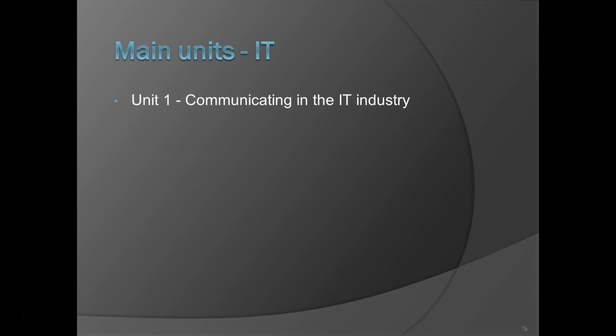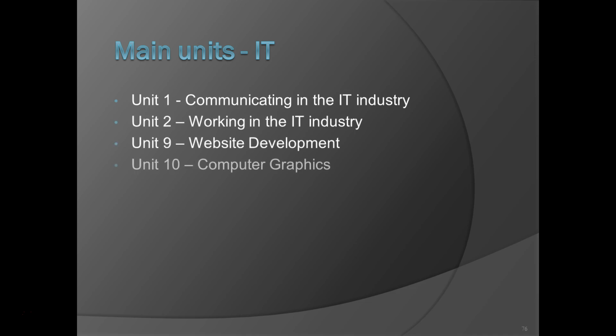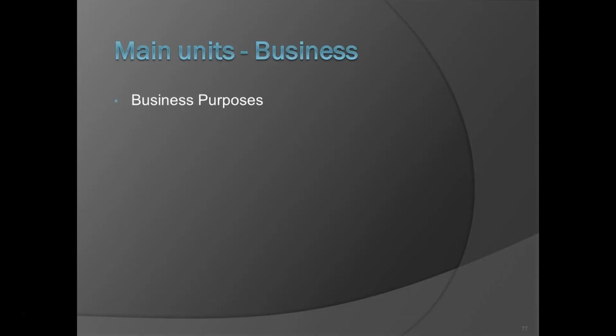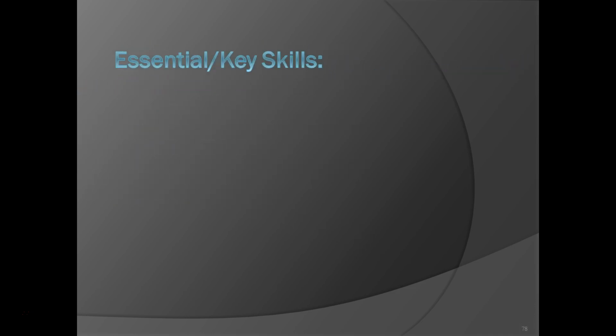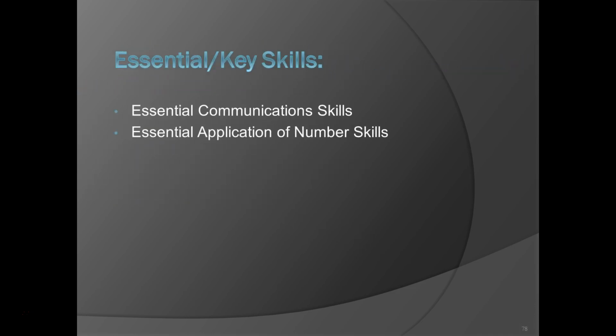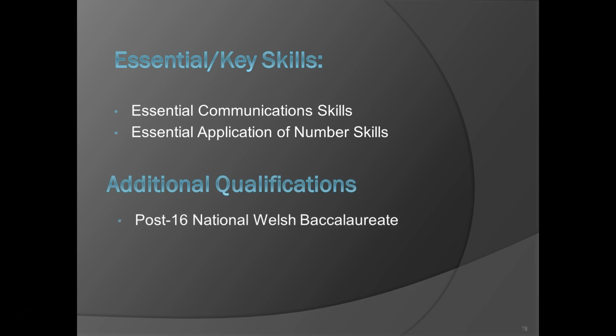On the IT side, go down the first column there with these units. Again, I'm not going to leave any gaps in the video here. You can pause yourself there if you need to. And here are the business units. 5 of them in full. Here are the essential and key skills you'll be studying. Just the 2 of them there. And there's only one real additional qualification, and that's the Post-16 National Welsh Baccalaureate. So that's page 1 done.